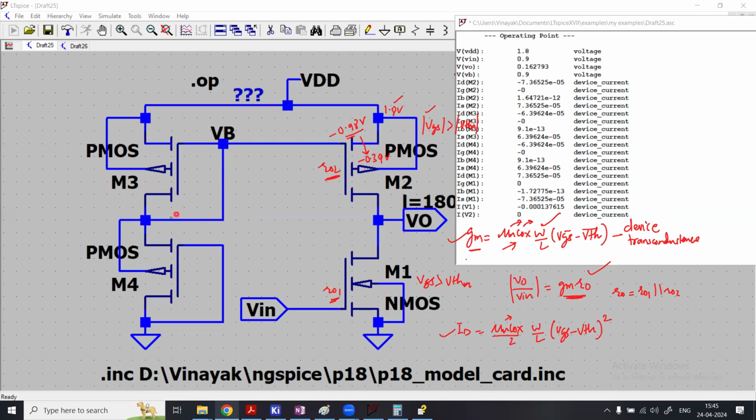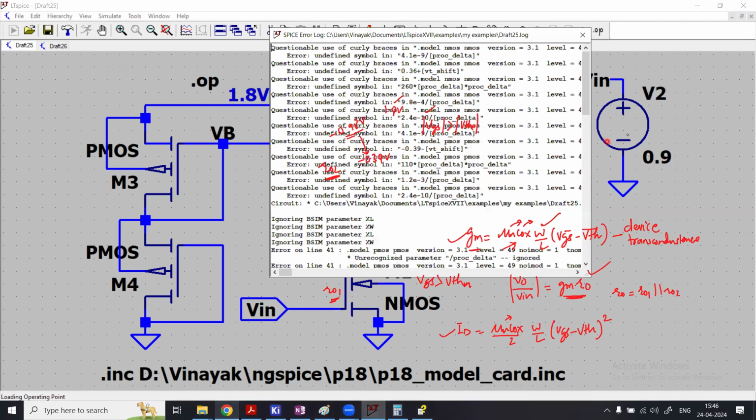We'll check that. VB is 0.9, and this is ground. So your VGS minus VT. Because VTH is subtracted from the VGS, VDS will always be greater than VGS minus VT. So here for M4, you have got 0.9, which is greater than about 550 millivolt. Here also you have got 0.9 right here, which is greater than 550 millivolts. So what we'll do, one thing, we'll just change.